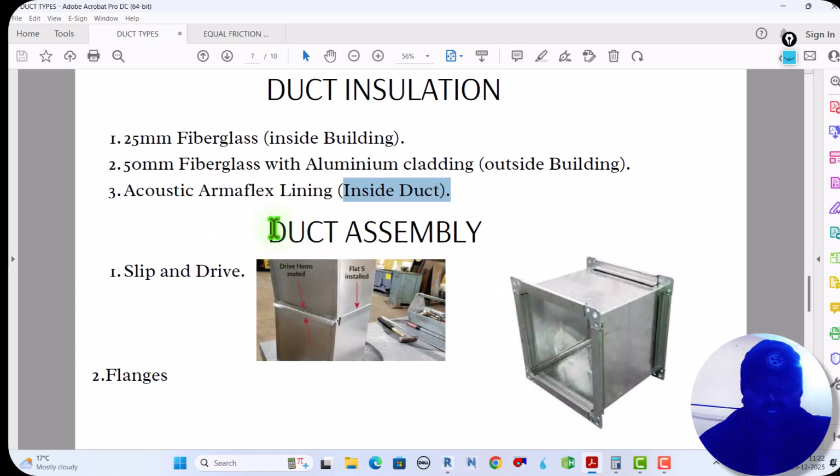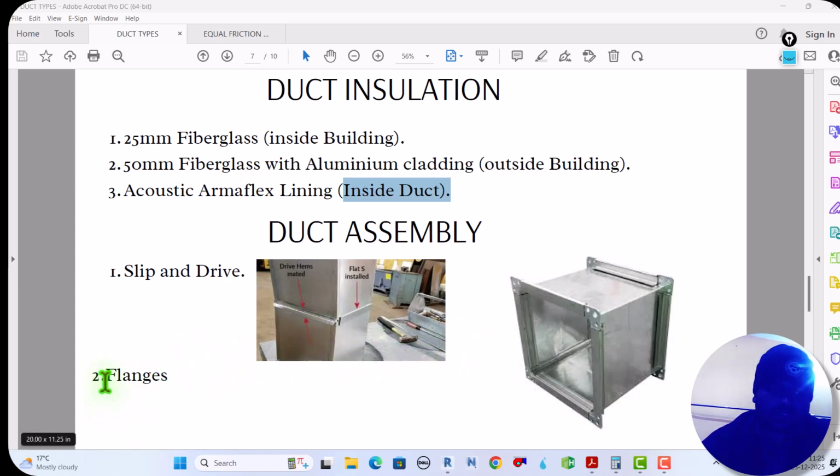So this lining we give inside the duct. And after that, if the insulation is clear, then the next point is duct assembly, right? There are two methods to connect and assemble the duct. The first one is slip and drive. This is drive and this is slip. So through this assembly we connect the duct.